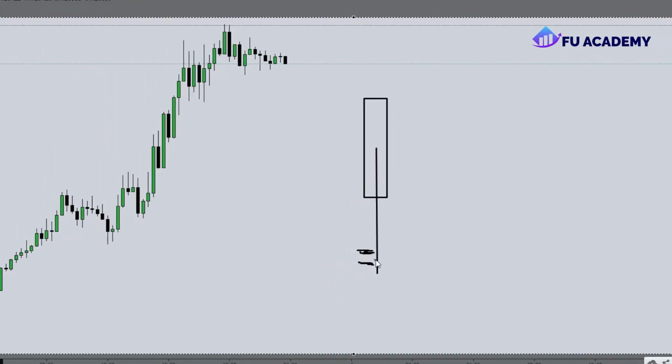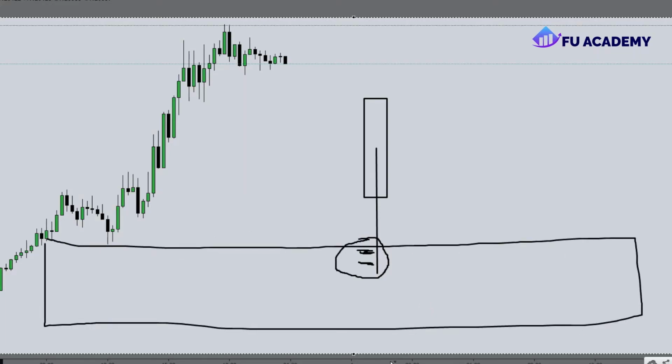What does that mean? That means these sellers are trapped. Someone here, a big player, absorbed these sell orders. That is why the price could not go below, and it closed bullish. That is what I call sellers are trapped. So at your point of interest, when you are looking to buy, you can look for this confluence: big sellers are trapped here and the candle closed bullish, so we can buy from here. This is just a confluence.